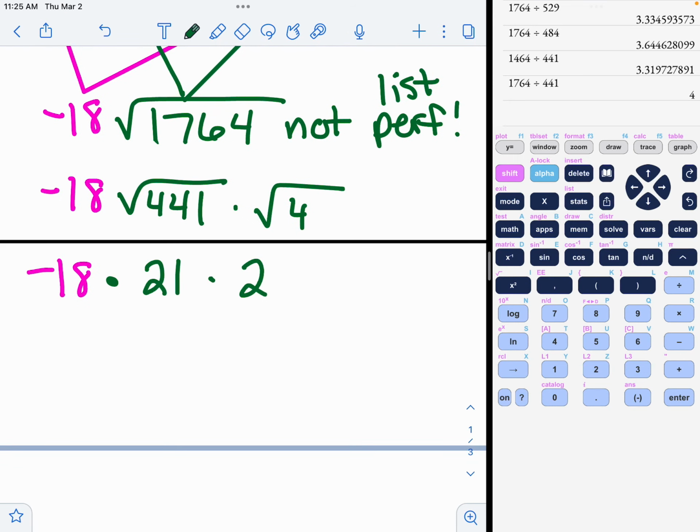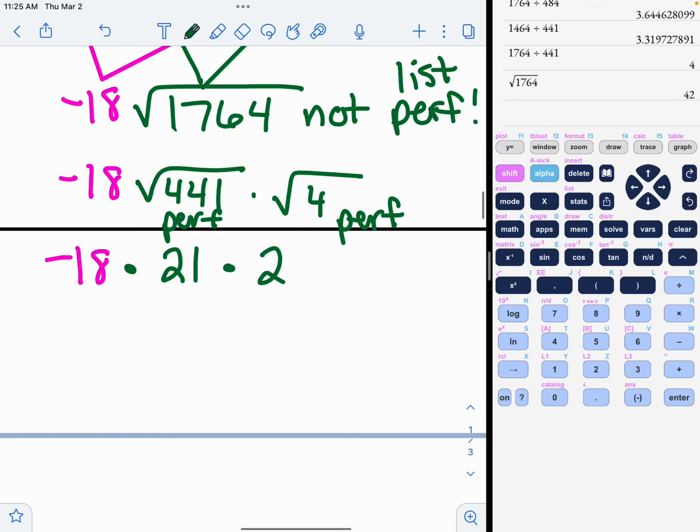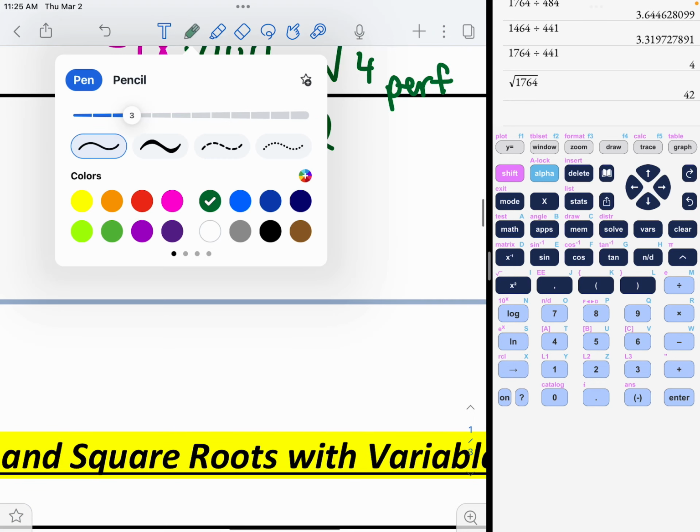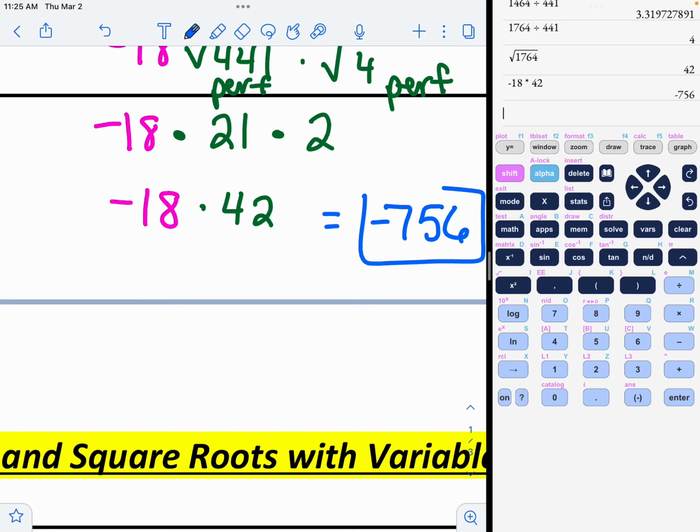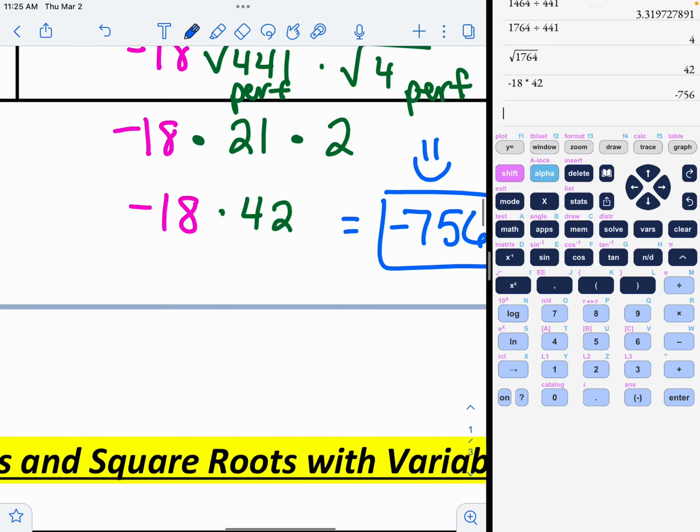And the square root of 4 is 2. So these were actually perfect, both of them, which I guess I never even checked at the beginning, did I? 1764. Oh well, I'm not gonna sneeze at it. That's fine. So this is really negative 18. What a waste of time that was. Times 42, which ends up just being, what is negative 18 times 42? Negative 756. All right. Ay, ay, ay, that was crazy.